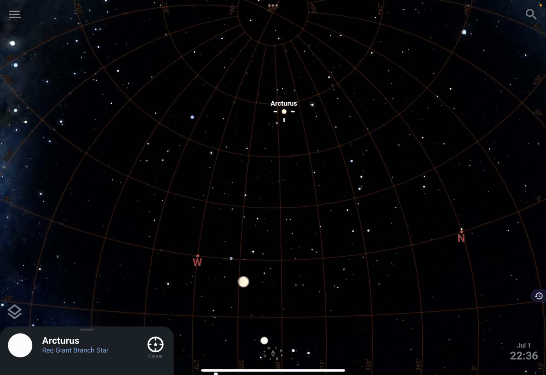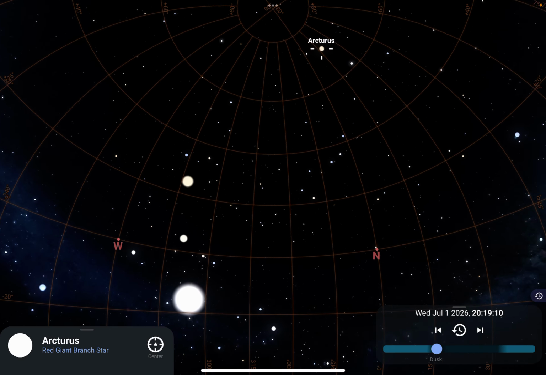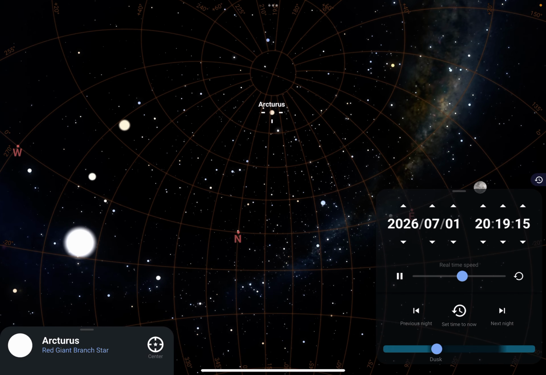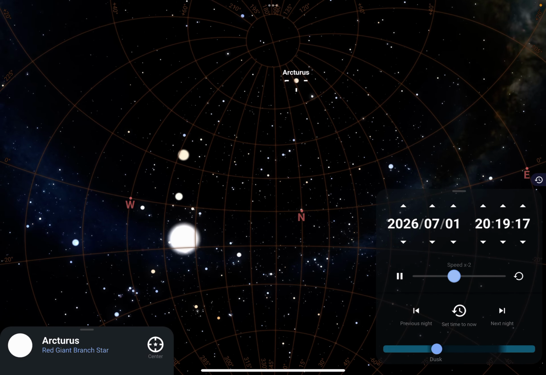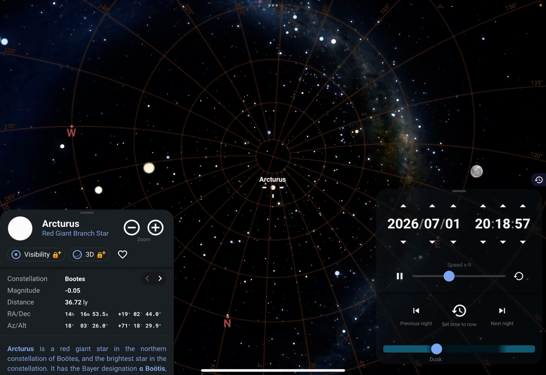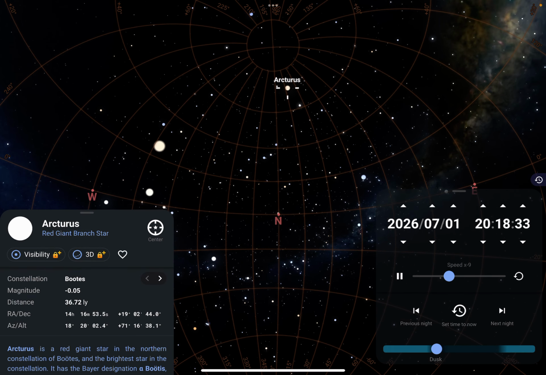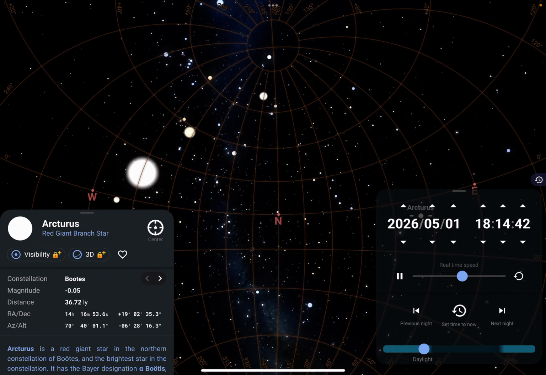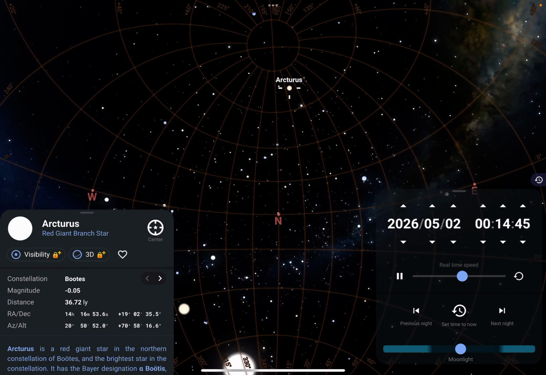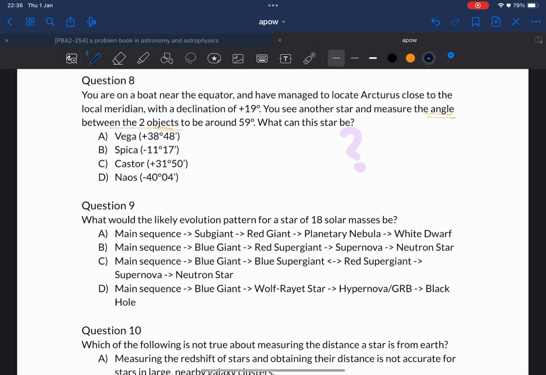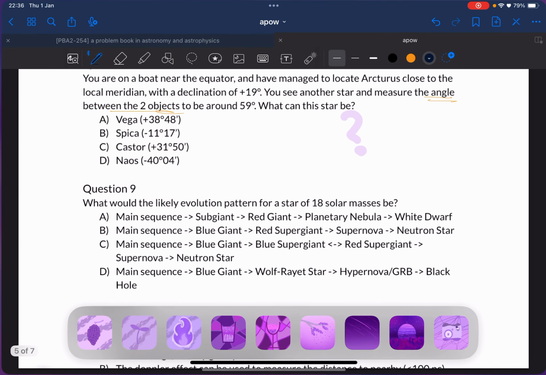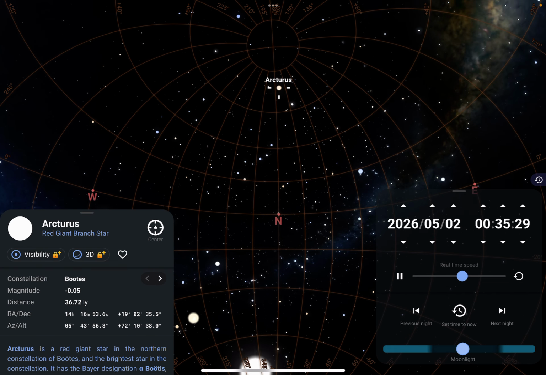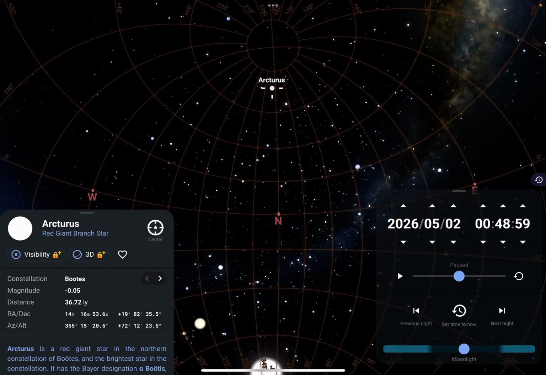Okay, so we need to change the timing a little to around 8. I think you're a bit too high. Give me a second. Oh wait, yeah, you have a declination of plus 19. Okay, never mind, my brain's not braining, I feel stupid. But anyway, yeah, we have it crossing the meridian, as you can see right here.